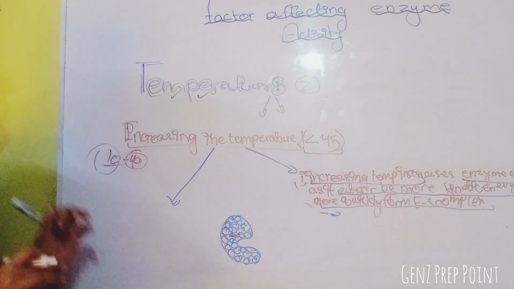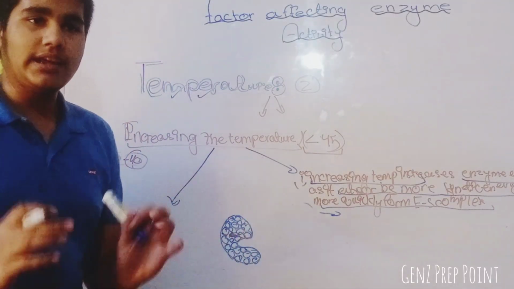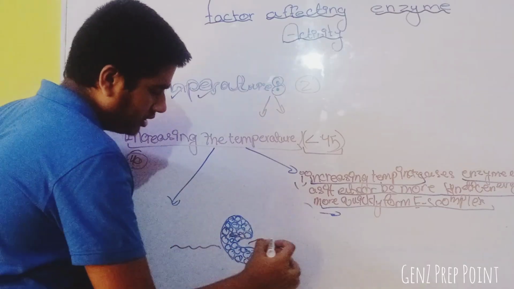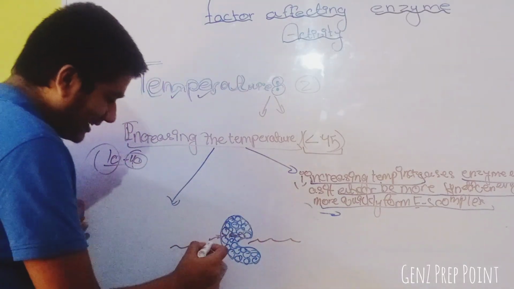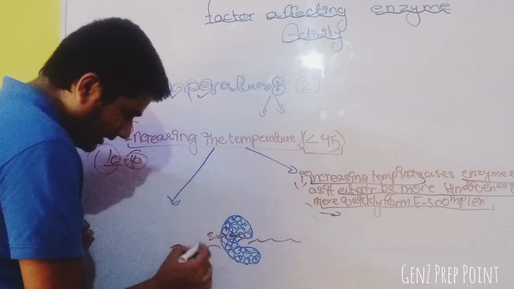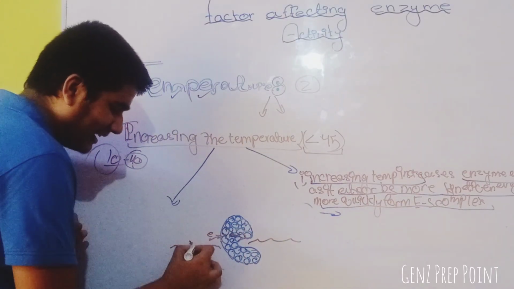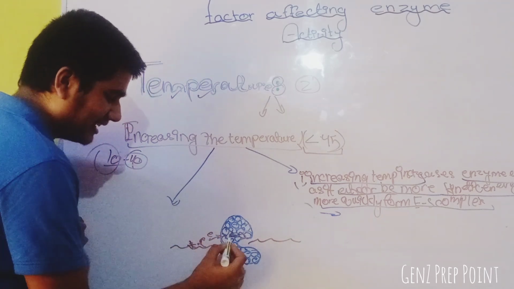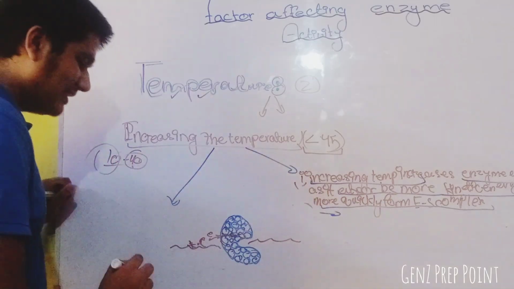When you increase the temperature, these hydrogen bonds start to weaken. How it weakens, I will tell you. When the water starts rushing, it pushes the enzyme. So this energy, the water molecules pushing, means it has kinetic energy. Water has kinetic energy, and it transfers that kinetic energy to these protein molecules inside the enzyme.